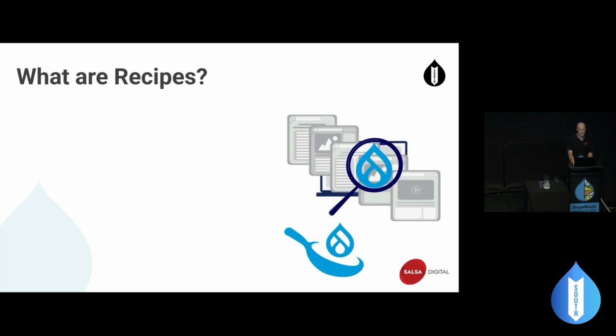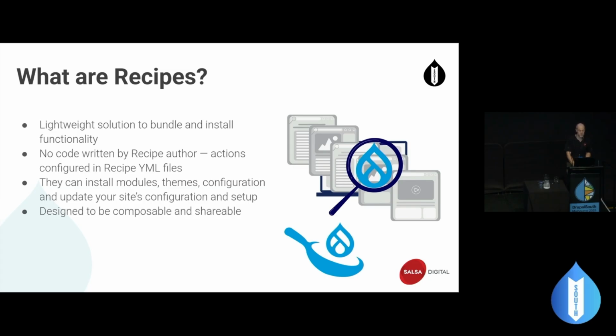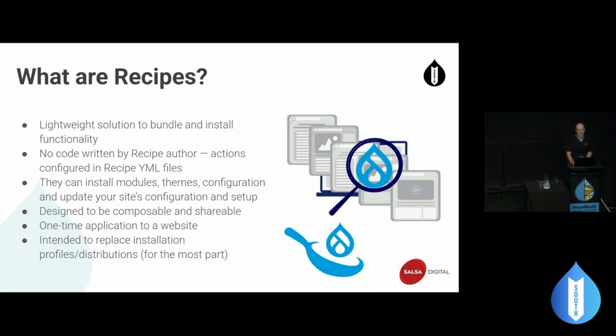So I guess the best place to begin is a quick introduction, or reintroduction if you're already familiar, into recipes. So what are recipes? They're a lightweight solution to bundle and store functionality. There's no code written by a recipe author. Actions are configured in recipe YAML files. They can install modules, themes, configuration, and update your site's configuration and setup. They're designed to be composable and shareable. They're a one-time application to your website. You don't install recipes, you apply them. And finally, one of the stated goals of recipes is to replace installation distributions for the most part.